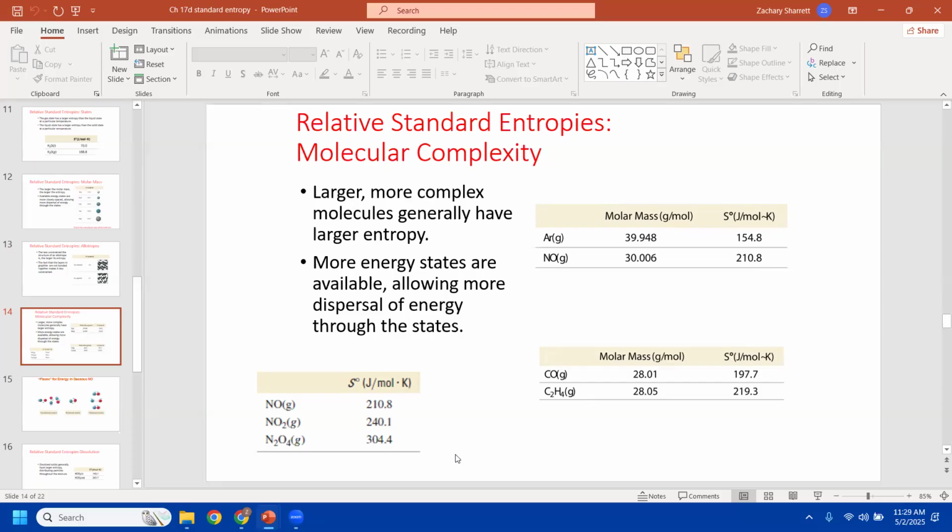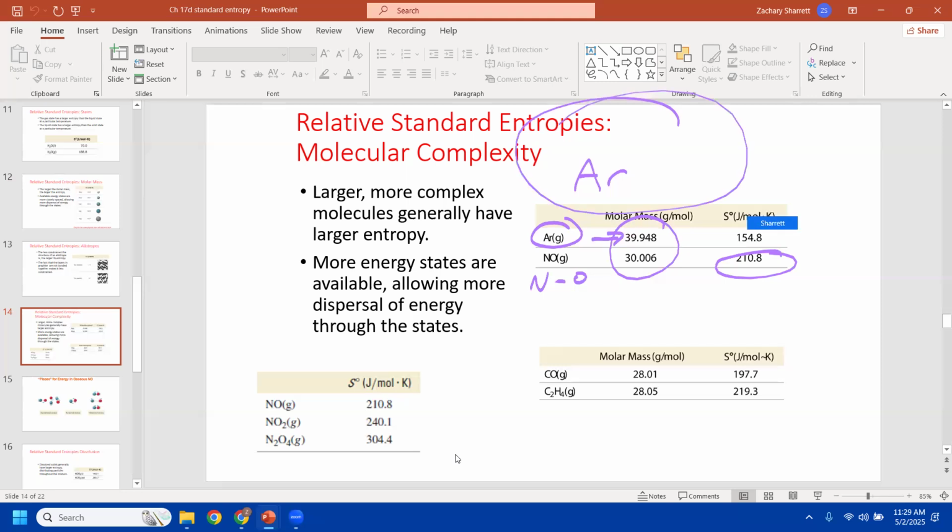So what else do we see? Larger, more complex molecules generally have larger entropies. If we look at these two things, even though argon has a larger molar mass, nitrogen monoxide has a higher entropy. Who can tell me why that could be? Why would argon, which has a molar mass of 40, so it's technically a bigger molecule, but the smaller nitrogen oxygen molecule has more entropy? Someone give me a concept on that. Kiana, what do you think?